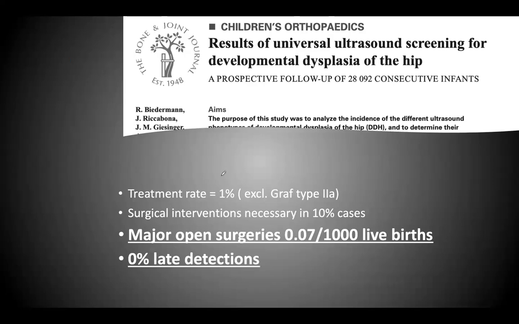And with this protocol, excluding Graf 2A, they have a treatment rate of only 1%, and only 10% of patients, out of 28,000, needed a surgical intervention. So major open surgeries were needed in only 0.07 out of 1,000 live births, and there were 0 late detections of hip dysplasia.